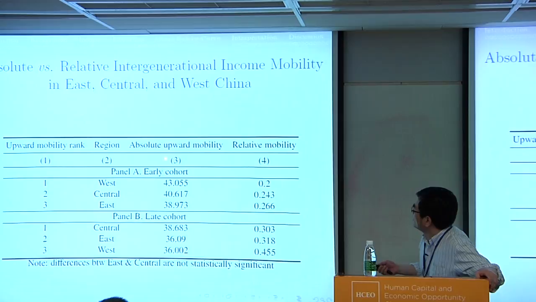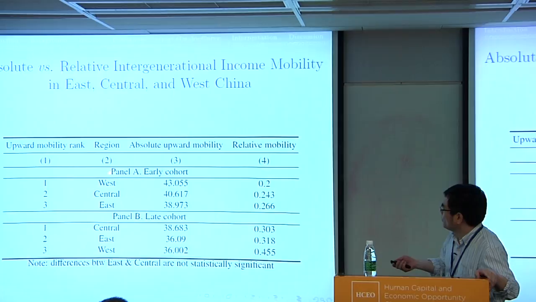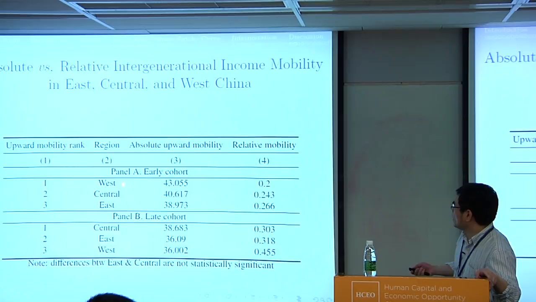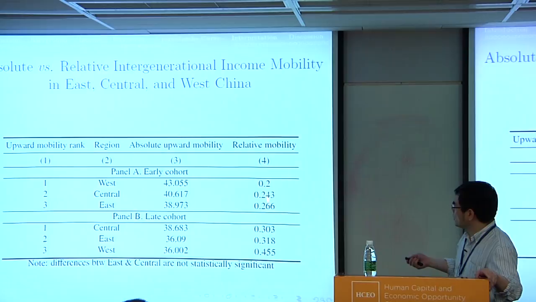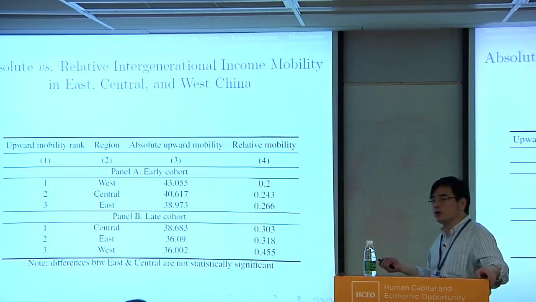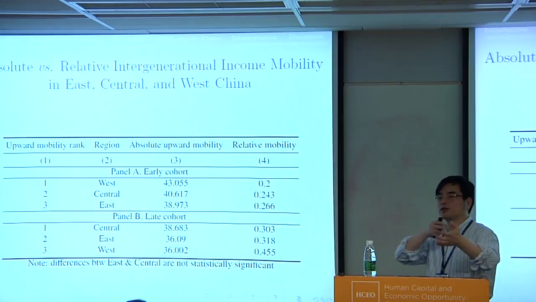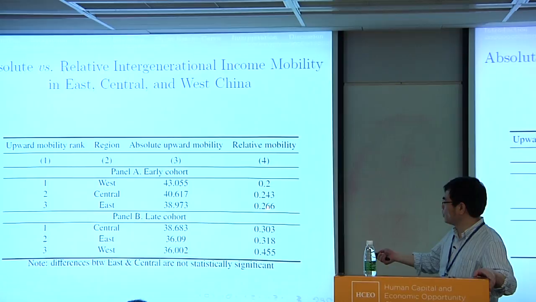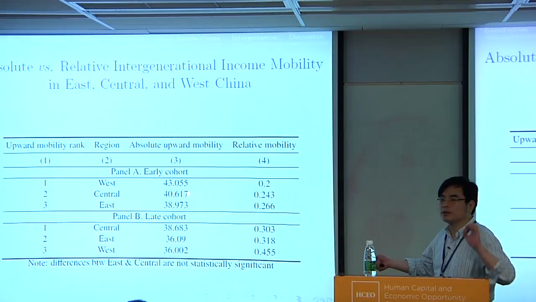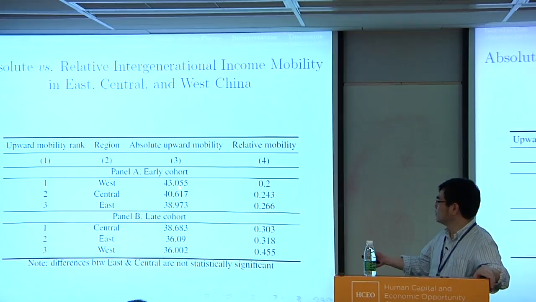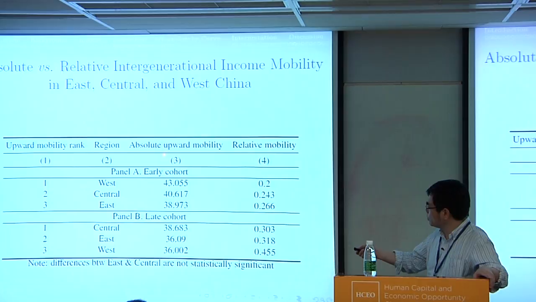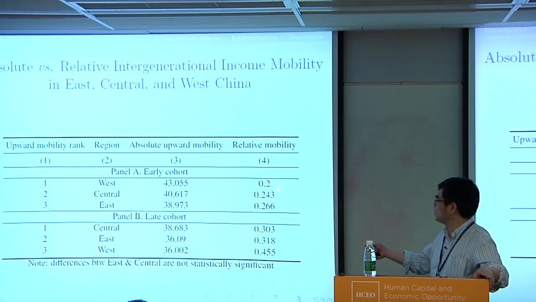Now, absolute upward mobility and relative mobility for the west, central, and east. We see in the earlier cohort, for absolute upward mobility, the west is doing the best. For relative mobility, the higher the coefficient, the lower the mobility. You remember, it's an association between the parents and children. So the higher the coefficient, the lower the mobility. But for the absolute measure, the higher this number, the higher the mobility, because we are fixing the right-hand side at the 25th percentile. So the west is the best. In the old days, the west in terms of absolute upward mobility is doing the best. In terms of relative mobility it is also the best, because the coefficient is the lowest.